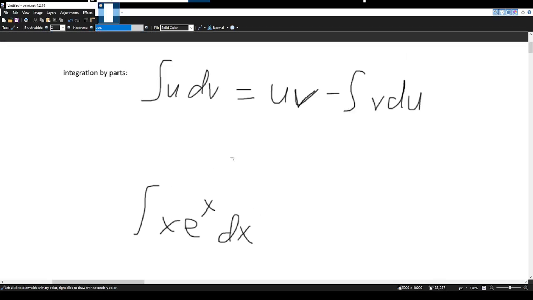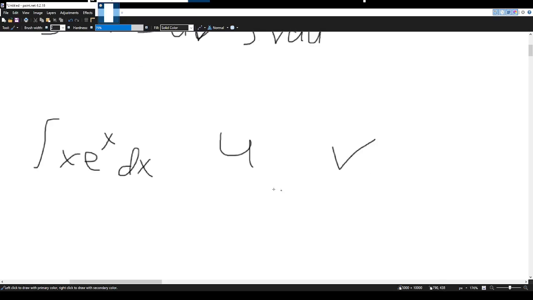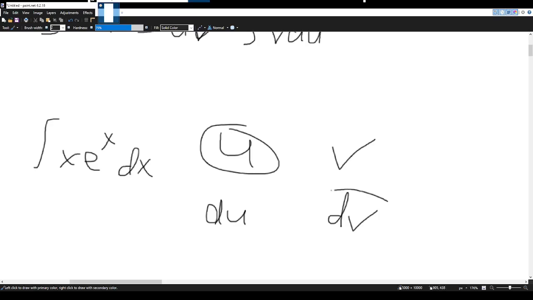Basically, we're going to need a u, a v, a du, and a dv. Within the integrand we're given, we're going to have u and dv, and then we just have to work backwards to find du and then v. So we're going to choose something for u that we can differentiate and something for dv that we can integrate. For this, there's a lot of different options.